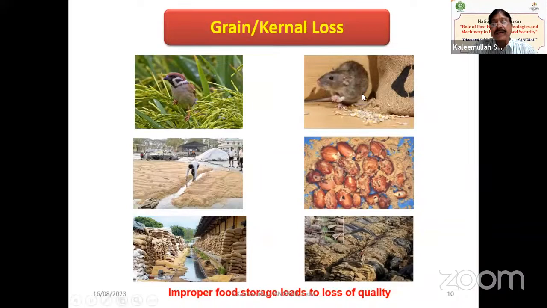And the other one is coming to the rats also. You can see, if you do not have a proper storage structure, or you have not closed the doors properly, all these rats will enter inside and damage the grains. And the other one, you can see, is groundnut kernels, where due to bruchids, all these groundnut kernels have been completely damaged.